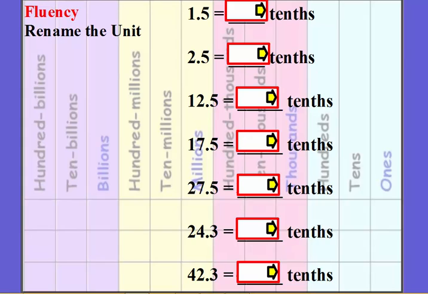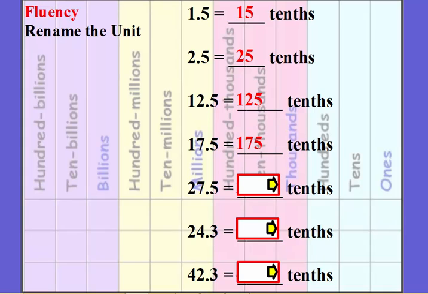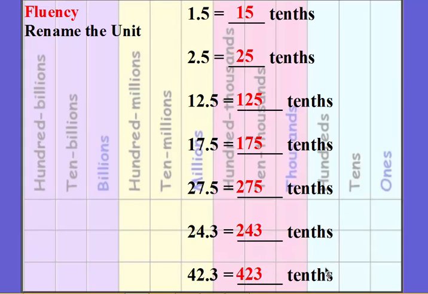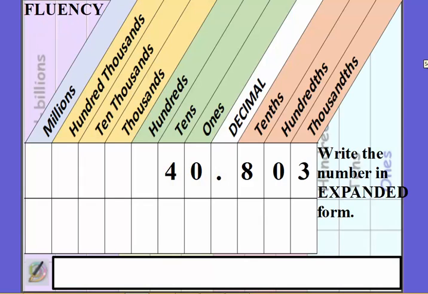If I have 1 and 5 tenths, that is 15 tenths. 2.5 is 25 tenths. 125 tenths. 175 tenths. 275 tenths. 243 tenths. And 423 tenths. Okay, fluency. Just to review, how do I write this number in expanded form?